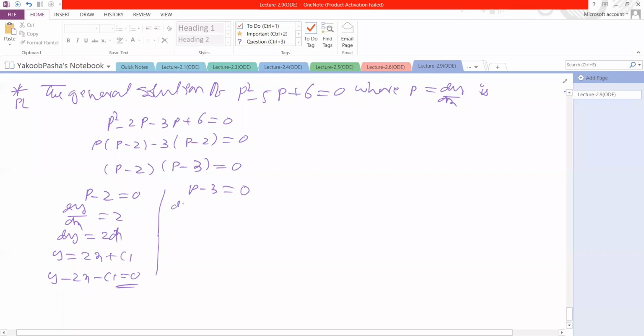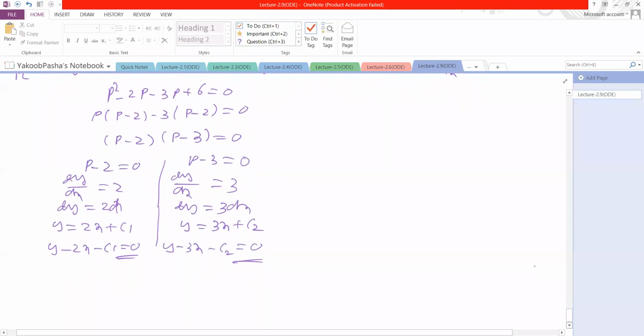And here we have dy by dx is equal to 3. dy is equal to 3 dx. y is equal to 3x plus arbitrary constant c2, that is y minus 3x minus c2 is equal to 0. Therefore, we can write the general solution as the product of these values.